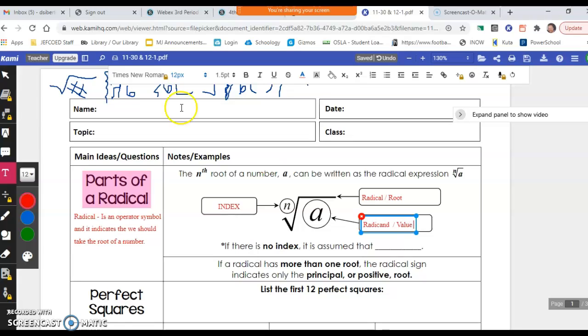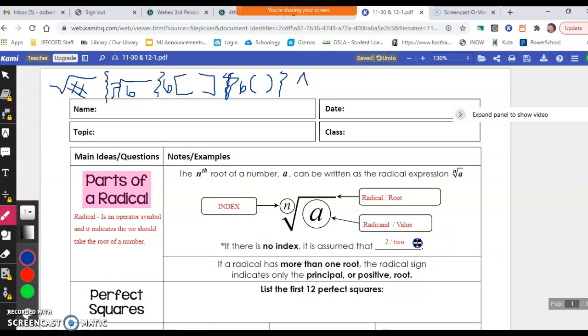Now, like I said earlier, if there is no index, if there is no number there, that is understood to be the number 2. So when people say this is the square root, if there's no number there, it's really essentially saying that there's a 2 there, and we're going to talk about what that means.